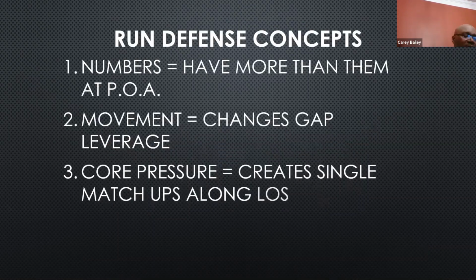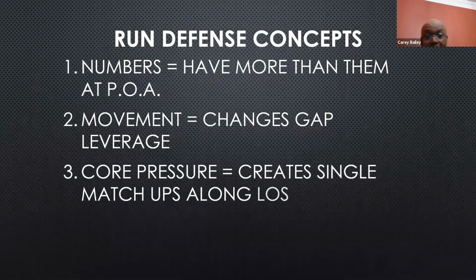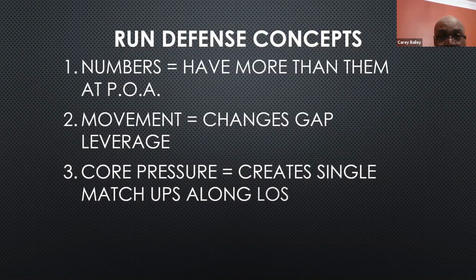Okay, now, run defense concepts. How am I going to be able to play the run? Well, I can do it by numbers, in which I have more than them at the point of attack. That's by bringing safeties in, bringing halves in to come and add to the front with regards to the run game. I can do it by movement, okay? What does movement do for me? Movement changes gap leverage. Movement is also gap exchange, so it can take me from A gap to B gap to A gap, D gap to C gap, so on and so forth, and working in conjunction with the backers.